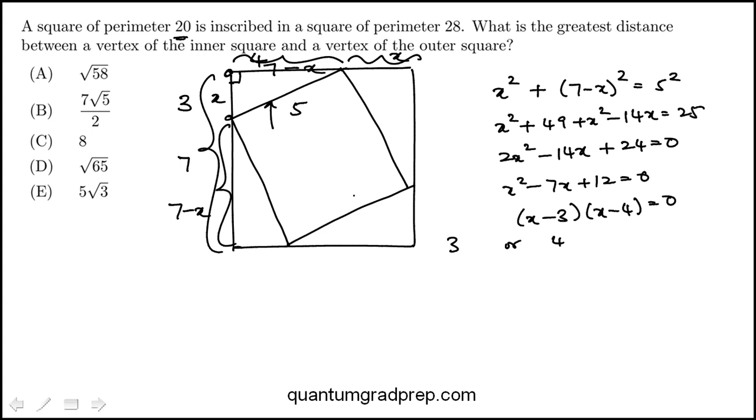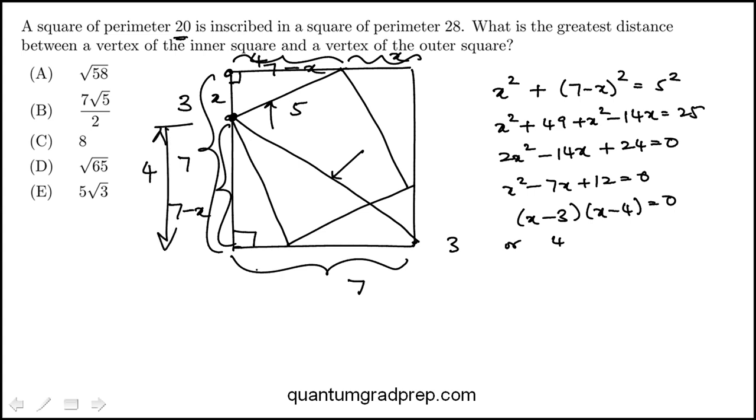And what we're now looking for is the greatest distance between a vertex of the inner square and the vertex of the outer square. So that's going to be this distance. And this is again a right triangle. That length is 7. This here is 4. So it's a right triangle with sides 4 and 7. We need the hypotenuse. Let me just call that D.